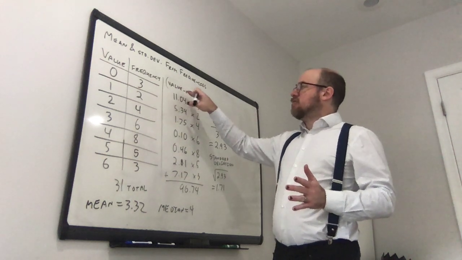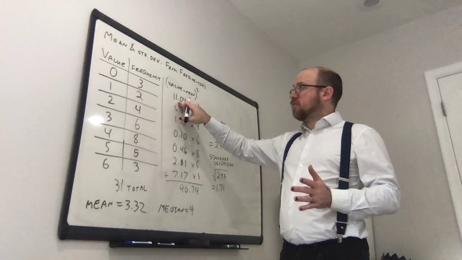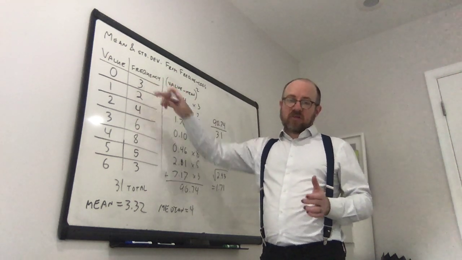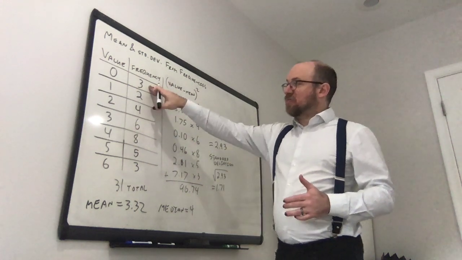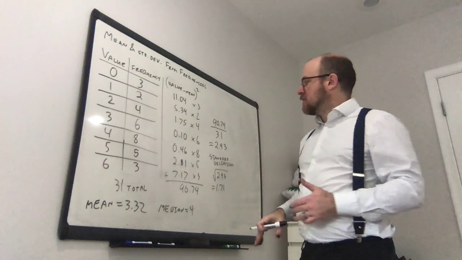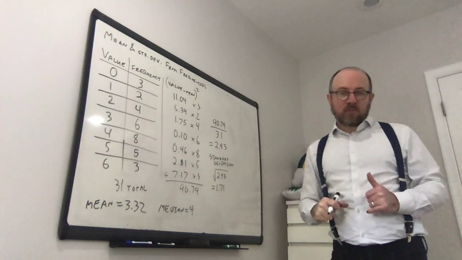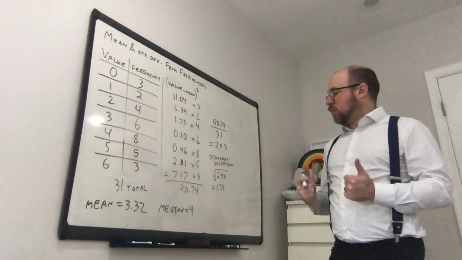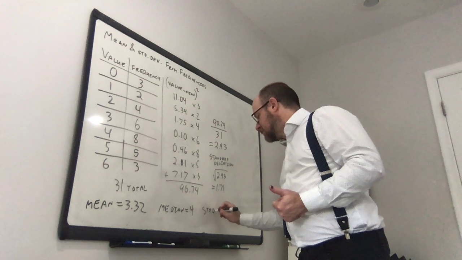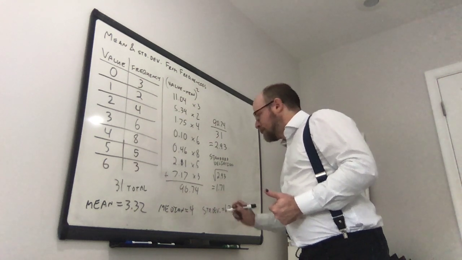We take value minus mean, we square it, right? So that gets us something like 11.04. We're going to multiply that times the frequency, just like we did with the mean, because we want to count this one 3 times, this one twice, this one 4 times, this one 6 times, right? Add all those up, divide by the number of data points, 31, and then we take the square root, okay? And so we get our standard deviation is 1.71, okay?